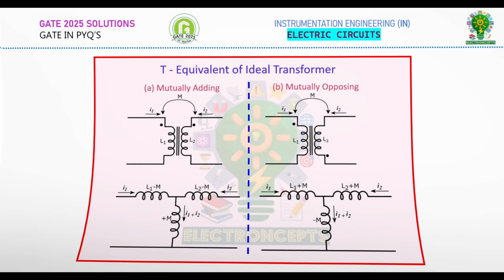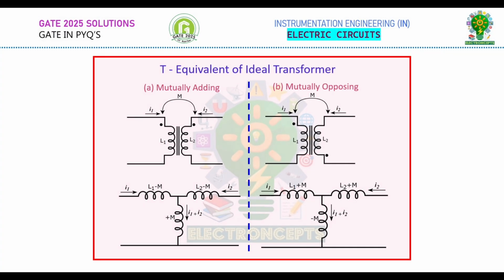Let us recall a small concept, that is the T equivalent of an ideal transformer. The T equivalent of an ideal transformer for both the cases, that is mutual adding and mutual opposing, are shown here. If you want to know how to derive the T equivalent of ideal transformers, please comment below. We will try to explain the proofs of these circuits. With the help of these circuits, now let us go to the question and continue to solve the problem.